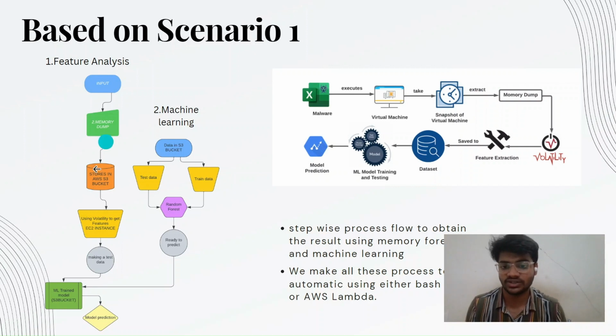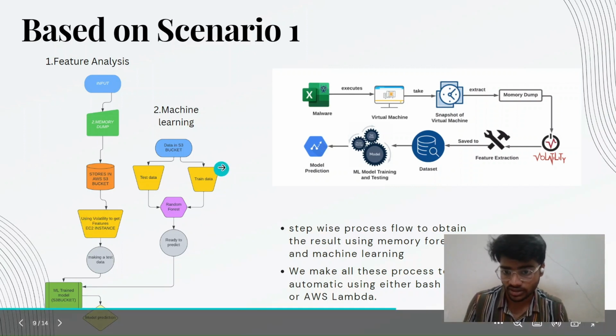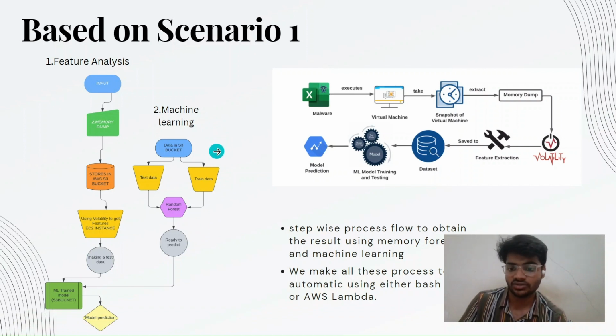The second phase is the machine learning model. How do we make a model using machine learning? We take data and split it into test data and training data. Using training data, the algorithm is trained. Once it is done, we give the test data and check the accuracy. If it is found to be 1, then the model is ready for prediction. And all these steps are automated by using a bash script or AWS Lambda.